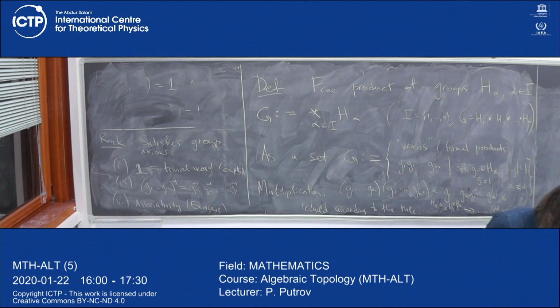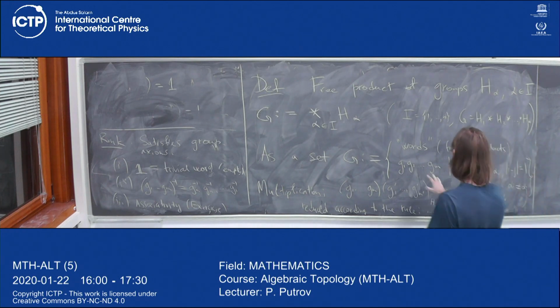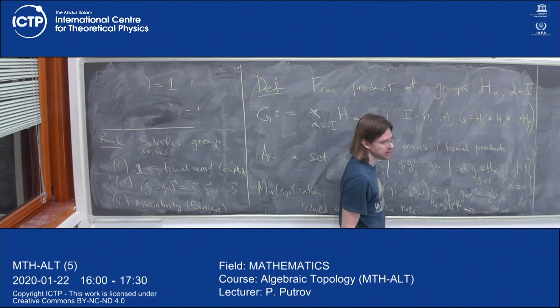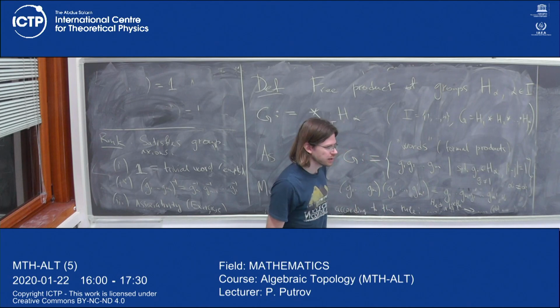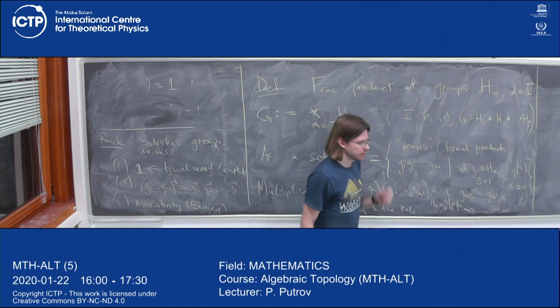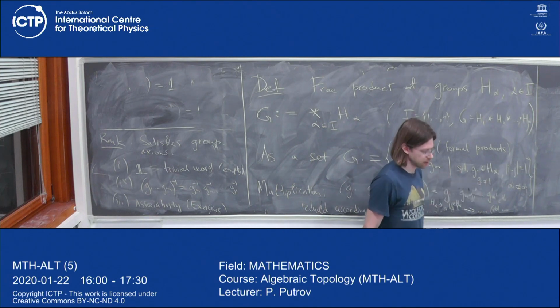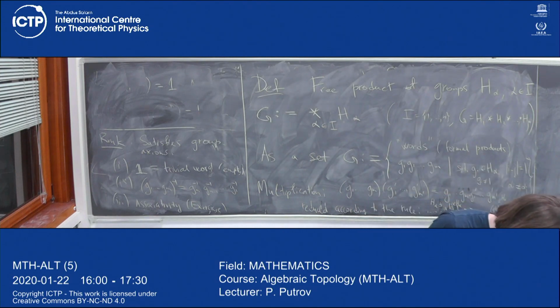About the trivial word, will it be a word of one in each group? No, it's just empty. This thing is a sequence of no elements, zero elements. We don't actually allow ones. Okay, that's it.